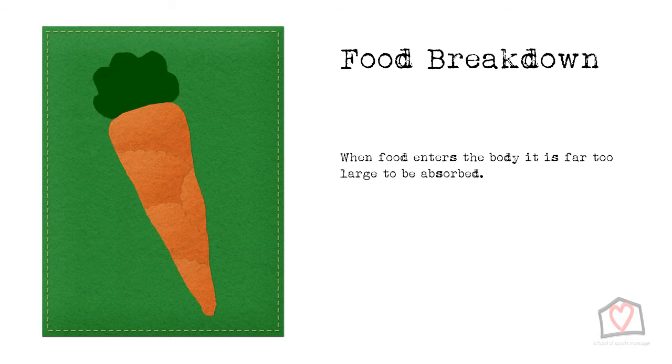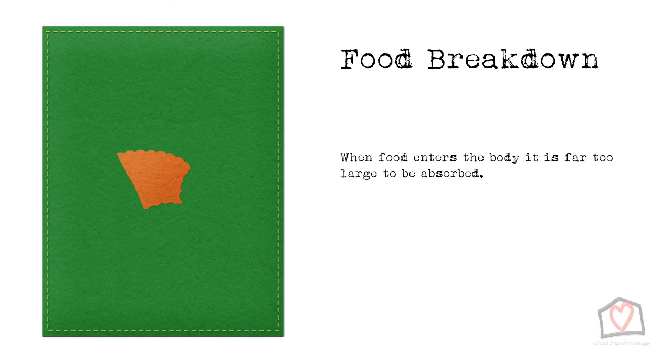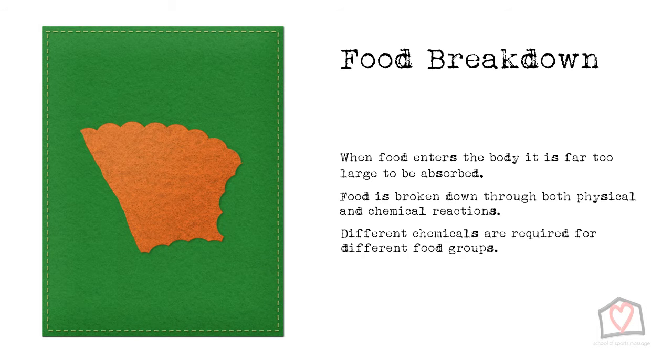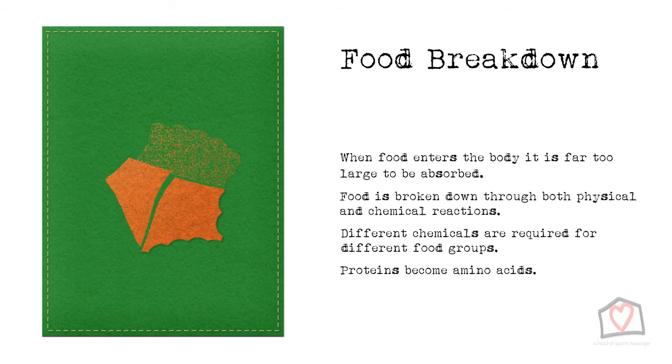When food enters the body, it is far too large to be absorbed, even if you chew every mouthful 20 times. So as it works its way through the digestive system, it is broken down by both physical action, chewing, and chemicals such as enzymes and acids. This includes amylase and trypsin. Different chemicals are required to break down the different food groups. Eventually, proteins become amino acids. There are about 20 of these. I say about 20 as there is some debate between different groups as to the exact number.